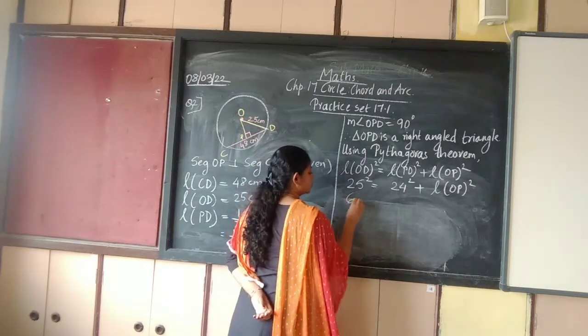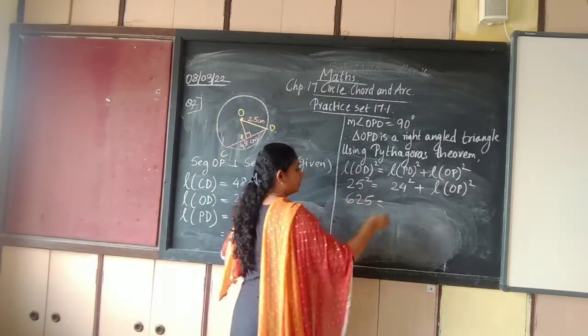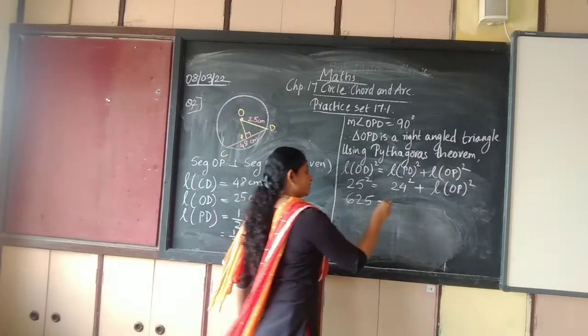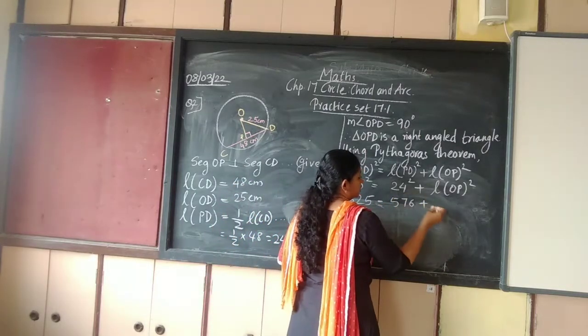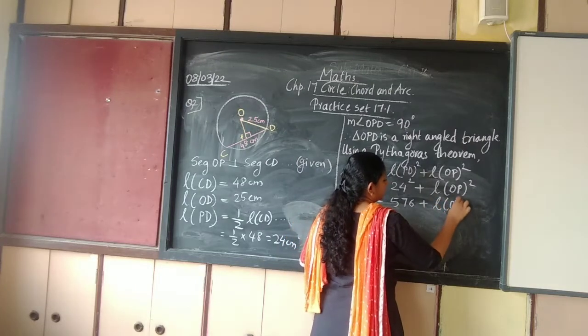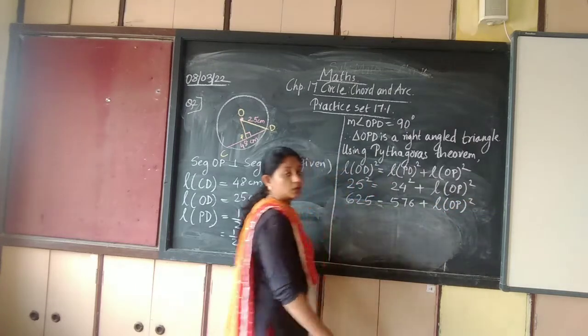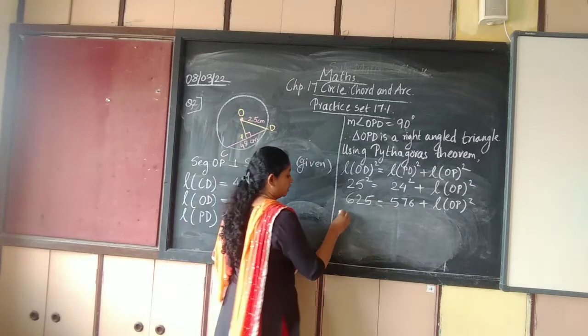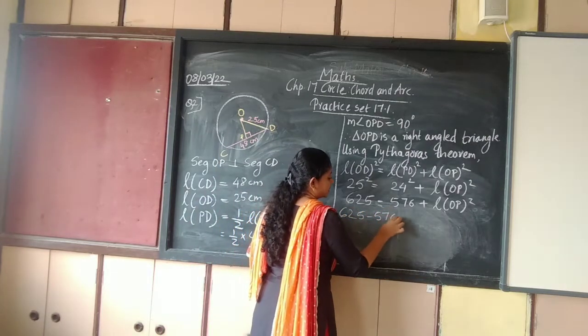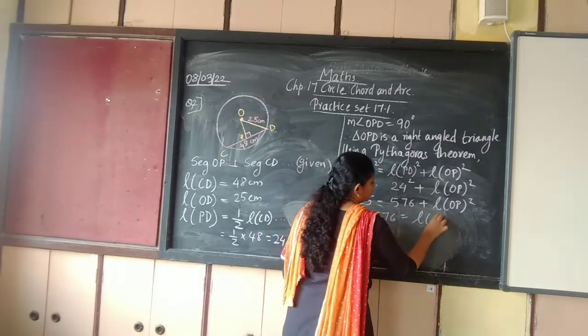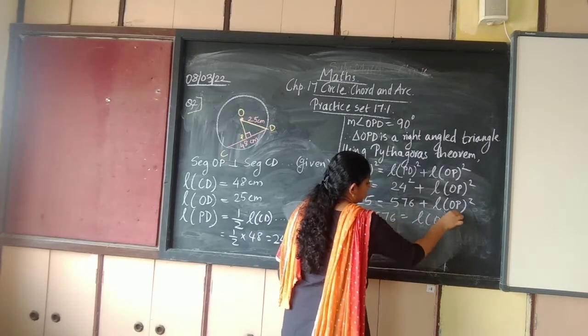Square is 625. 24 square is how much? 576, plus length OP square. Now we can do the shifting over here. 625 minus 576 is equal to length OP square.